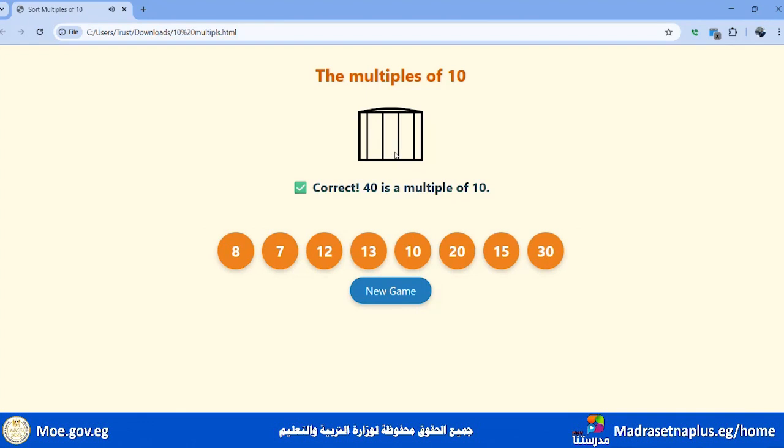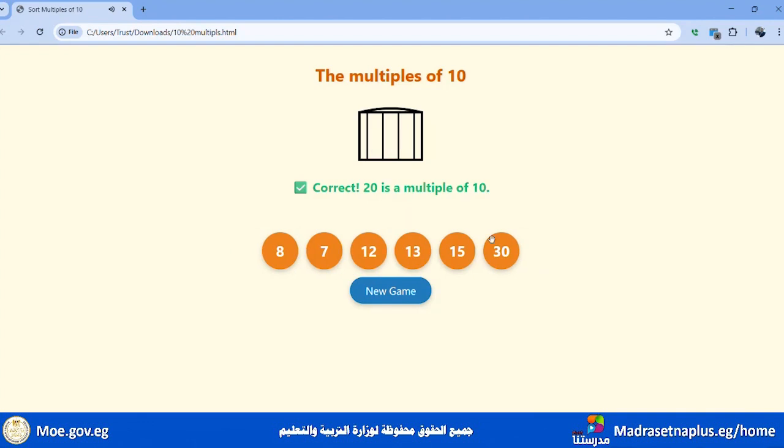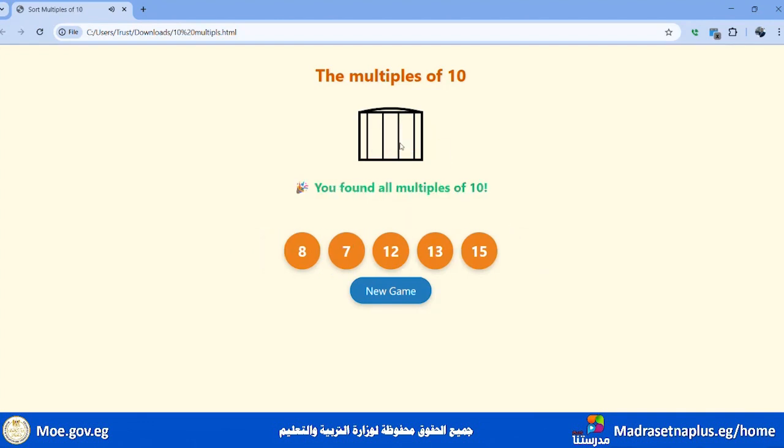40 is a multiple. So there is a secret to getting a multiple of 10. 8, not. 7, not. 12, not. 13, not. 10, yes. 20, yes. 30, yes. What about 15? Its ones digit is 5. No. So if the ones digit is 5, the number is not a multiple of 10. So can you get the secret now?